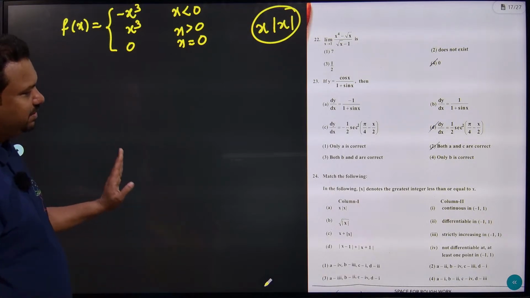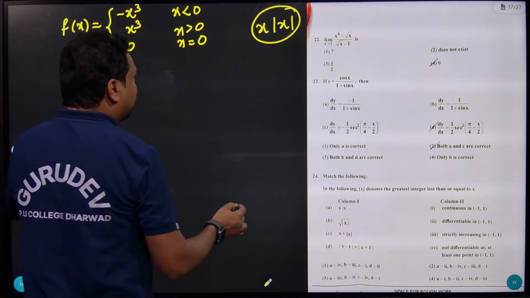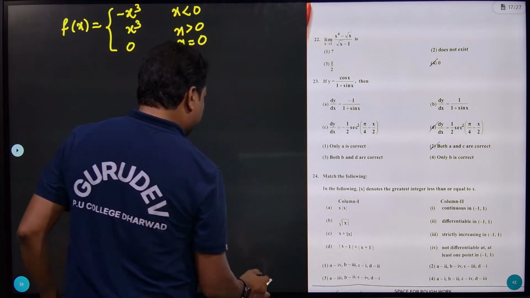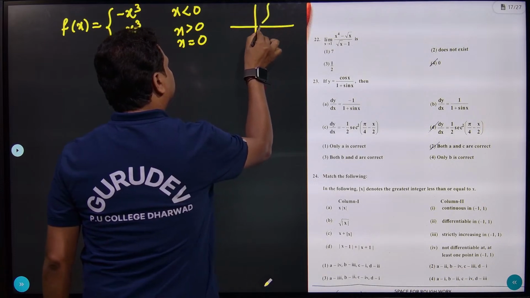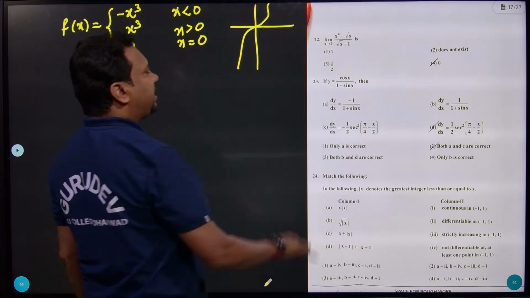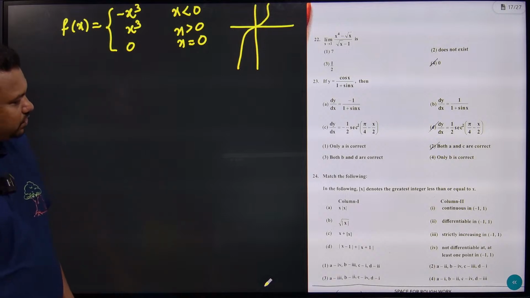So differentiability must be checked, because if you check continuity, this particular graph exactly looks like this. Same kind of x cube. Okay, therefore this is differentiable in the interval -1 to +1.